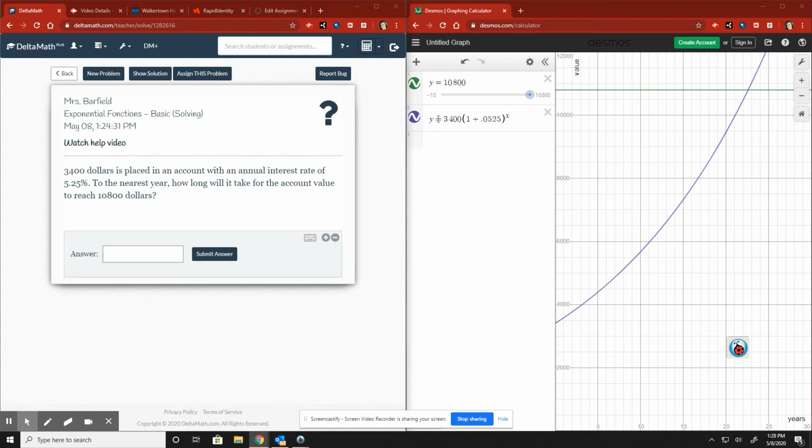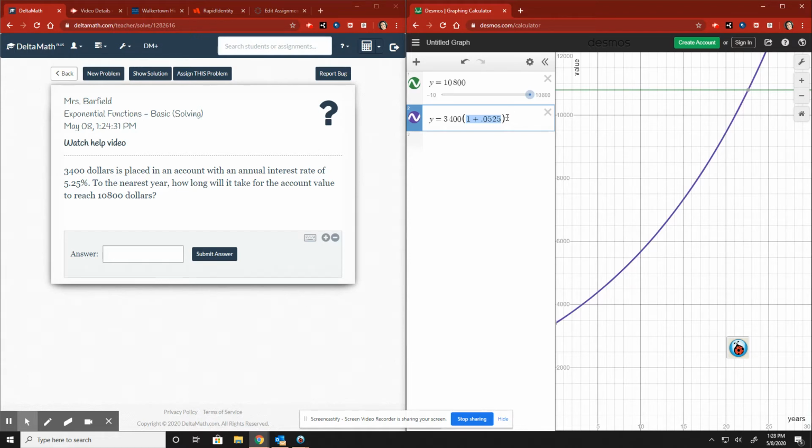$3,400 is the initial amount. So you can see over here on line number 2, I've got y equals, and I've got 3,400 in the spot for the initial amount. And it's placed in an account with an annual interest rate. Okay, that means our money is growing. So you can see here I've used 1 plus and then I put in the percent, 5.25% converted to a decimal, so 0.0525. And then it says to the nearest year, how long?